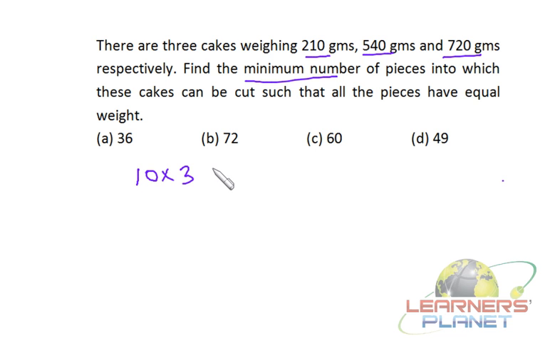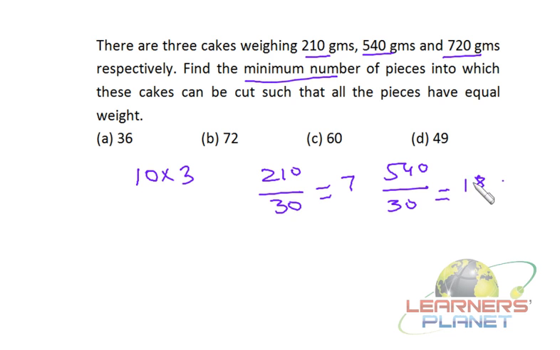That means the maximum weight over here will be 30 gram. Now we have to find how many pieces will be there. Okay, so 210 by 30, in 210 gram, 7 pieces of 30 gram will be there. Similarly in 540, 18 pieces will be there of 30 grams, and in 720, 24 pieces will be there of 30 grams. So in all, 24 plus 7 plus 18, that is 49 pieces will be there of 30 grams. Okay friends, as simple as that.